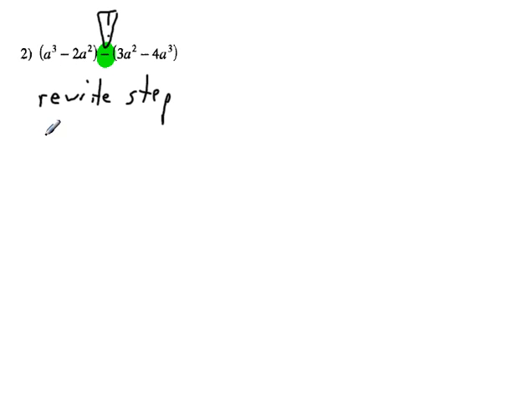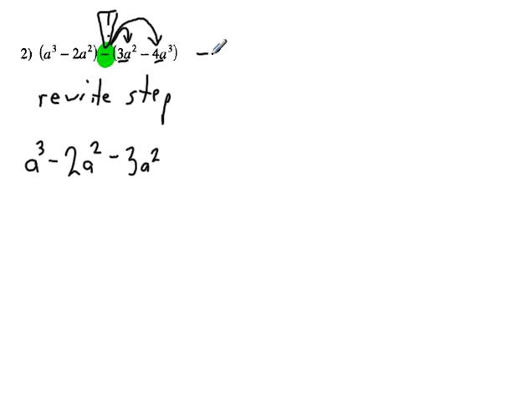The first parenthesis is not affected. It's going to be a to the 3rd power minus 2a to the 2nd power. Now everything after that, though, is going to flip. Since I'm subtracting, that negative symbol is distributing a negative 1 to everything in the parentheses that follow it, regardless of how many terms. In this case, we have 2. Negative 3a to the 2nd, and a negative 4a to the 3rd.